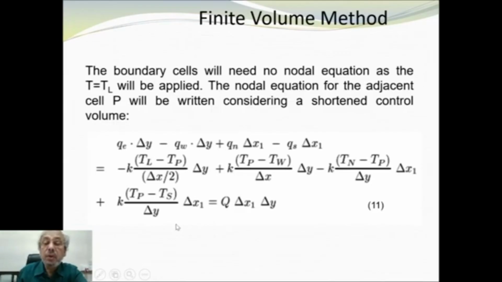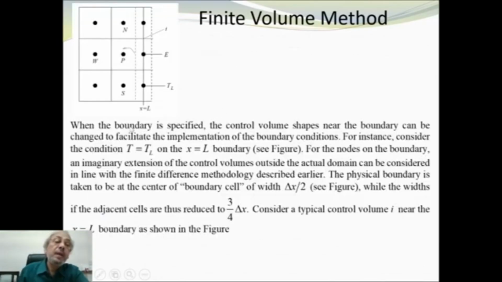So let us explain this. Now when the boundary is specified, that means all eastern nodes' temperatures will be TL. When the boundary is specified, the control volume shapes near the boundary can be changed to facilitate the implementation of the boundary conditions.